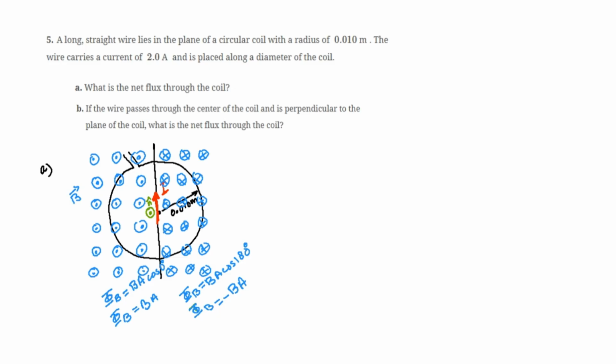So the net magnetic flux would be BA minus BA, and it would be 0. So really, when you find the net flux through the coil, the net flux through the coil here is 0.